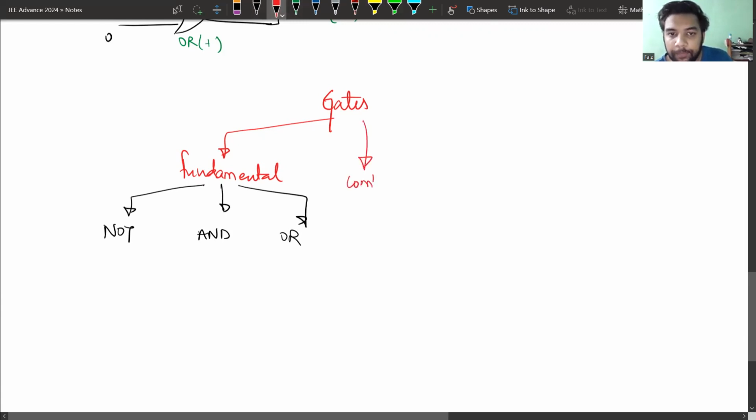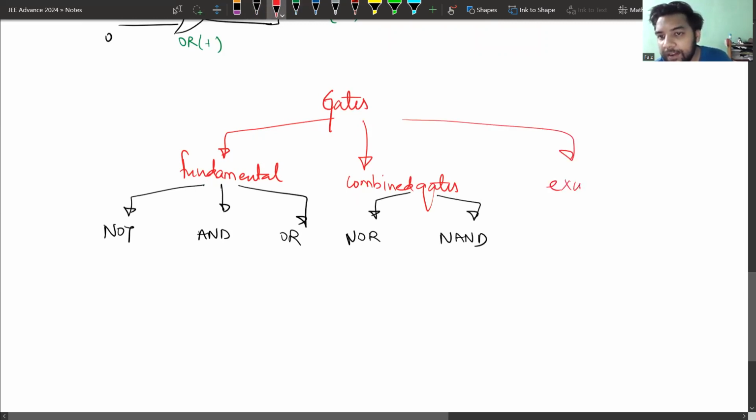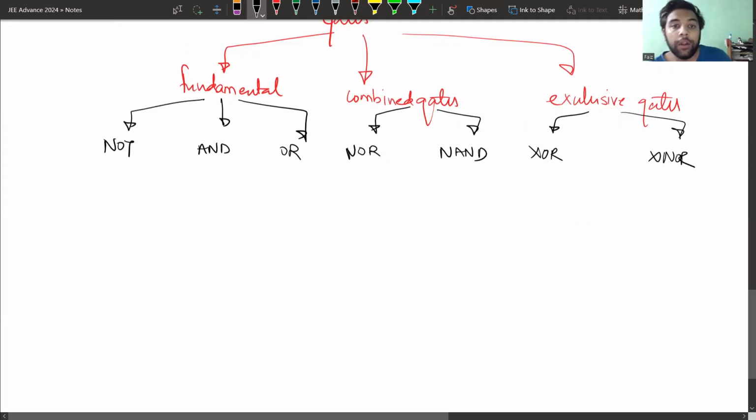Other is the combination of gates, okay? Combined gates. I'll just give you the names, which are NOR and NAND gate. The other ones are exclusive gates, whose names are XOR and XNOR gate. Right? Now, we have studied these three: NOT, AND, and OR. NOR and NAND are very easy and very simple.